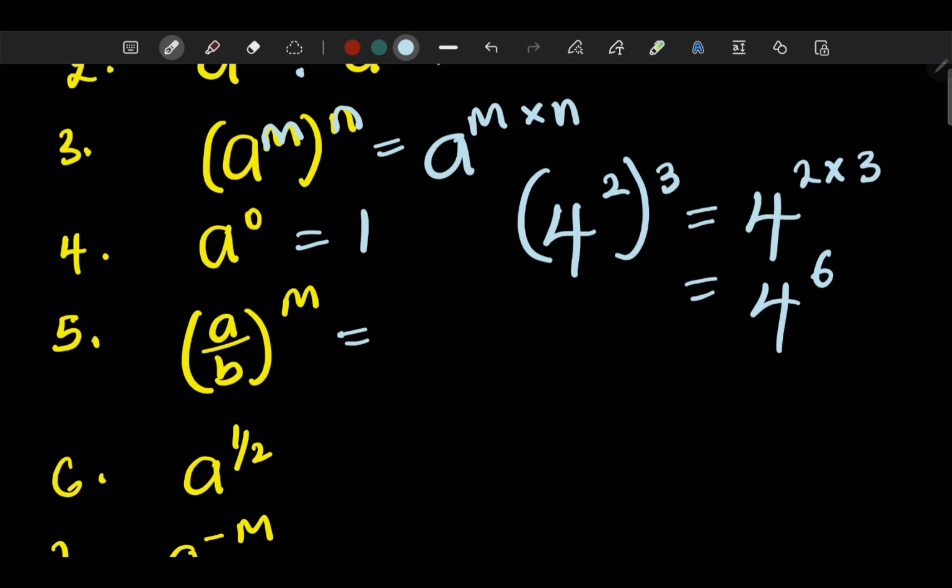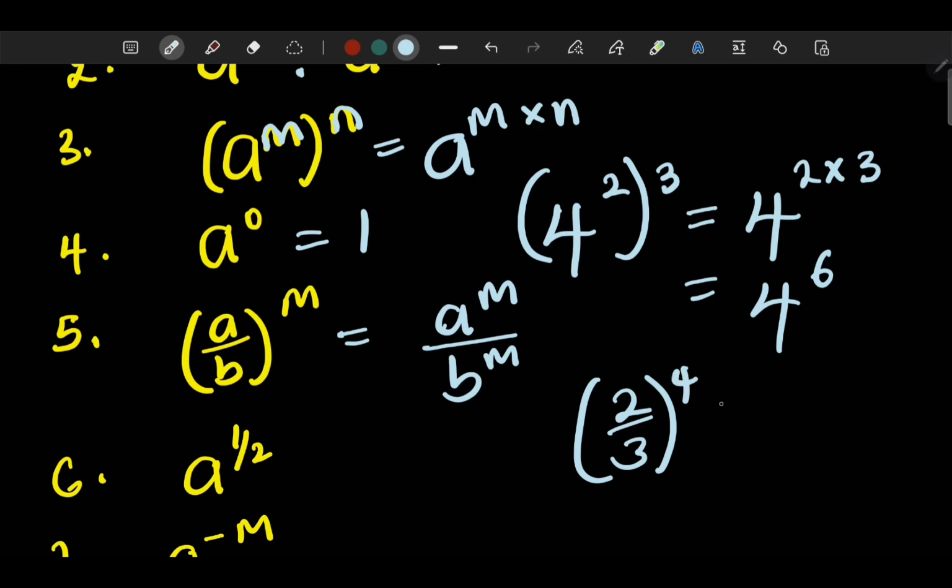Now, when you have a fraction and they have a common power, it means the power will be shared. This is A power M all over B to the power of M. This implies that if I have 2 over 3 raised to the power of 4, I can call it 2 power 4 all over 3 to the power of 4. They will share the same powers. And 2 power 4 is 16, while 3 power 4 is 81.